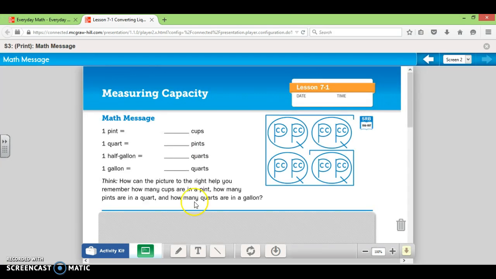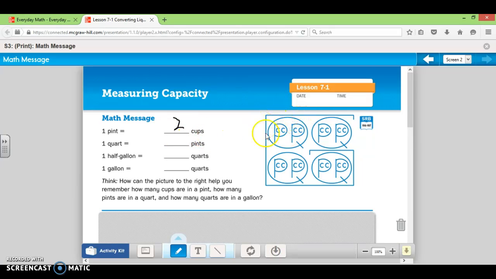Let's get started with our lesson. So we're talking about U.S. customary units of measurement to measure liquid amounts. So you've got a pint, a quart, a half gallon, and a gallon. And you have this handy dandy diagram here to help you know how to convert. So if you look at the pint, which is the P, so 1 pint has 2 C's, so 1 pint has 2 cups.